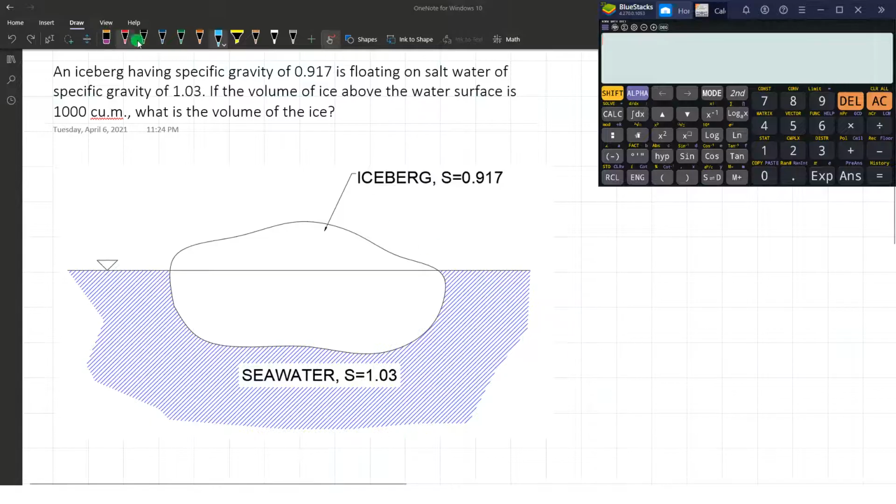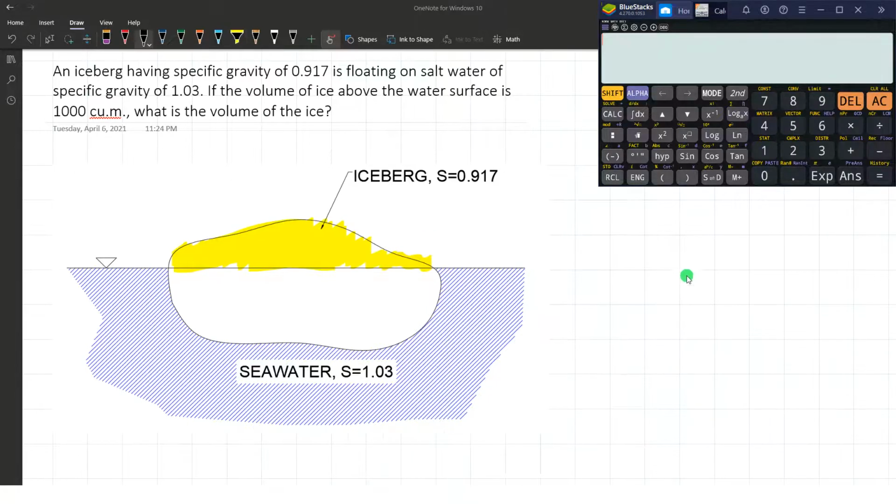What is given here is that the volume that is above the water surface is 1000 cubic meters. So if we are going to shade that area, this is the volume that is above the liquid surface. So let's write first the given.